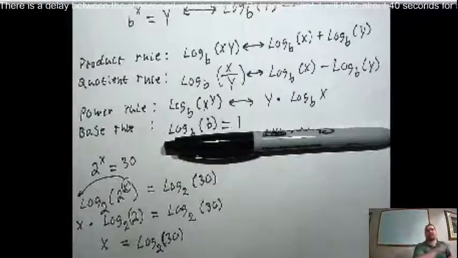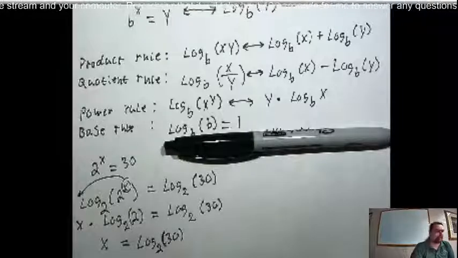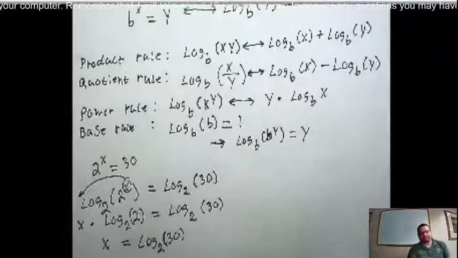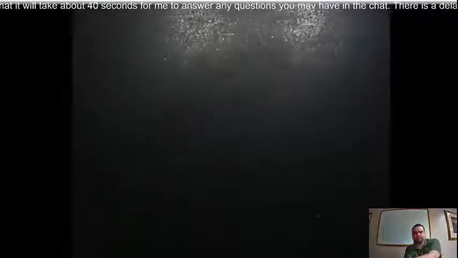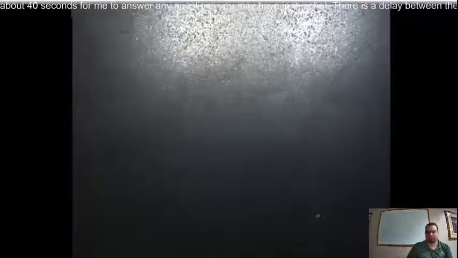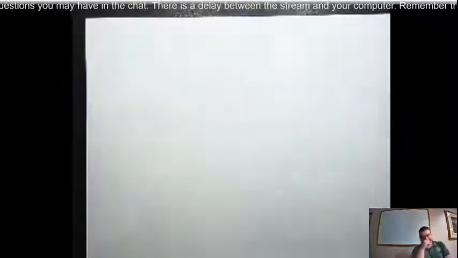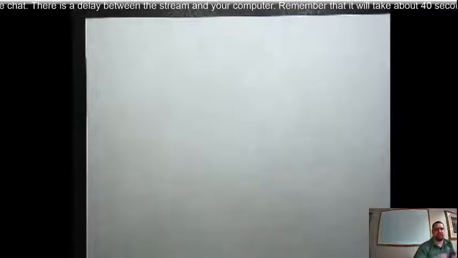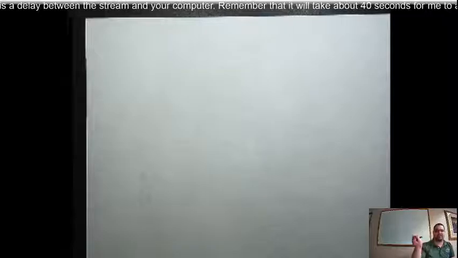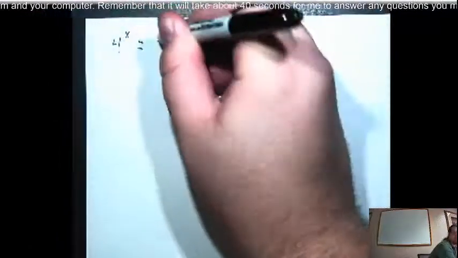If you haven't quite got them all down yet, of course, you can come back and look at the recorded version of this lecture and get them that way. But let's go ahead and move on. Let's put some of this into practice. Okay, so very similar to what we were just looking at with 2 to the x equals 30, let's try 4 to the x equals 27.